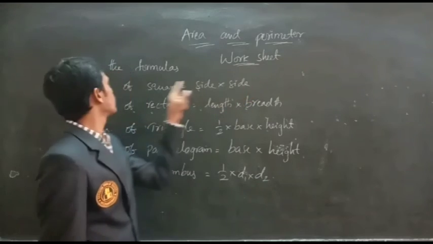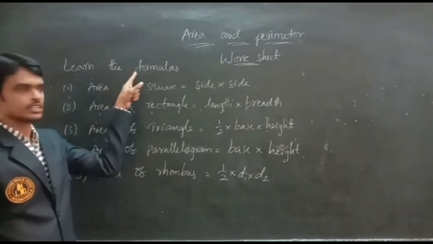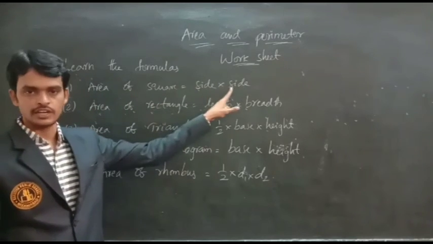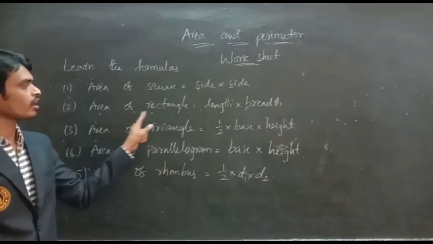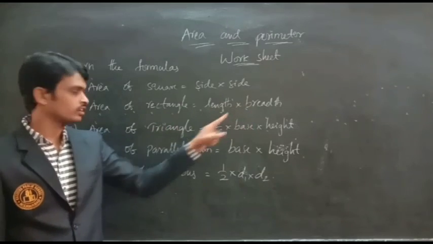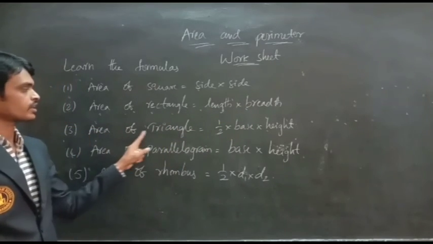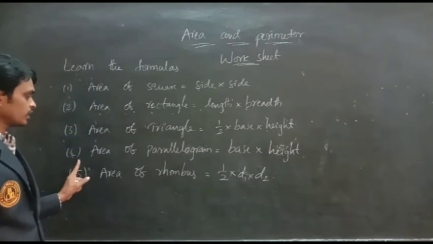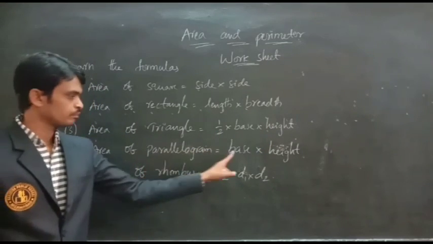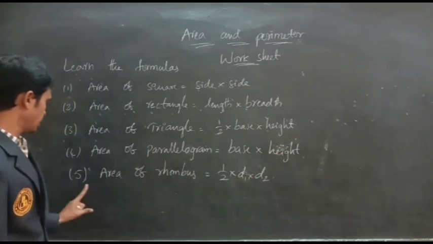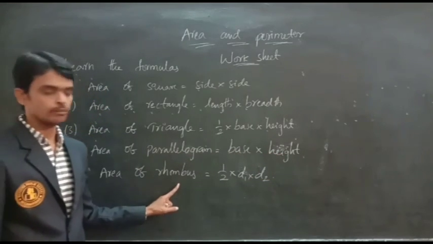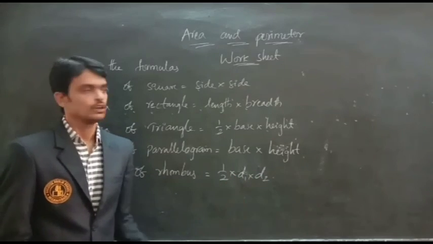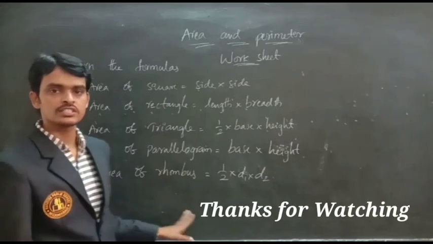Worksheet, children, you should learn the formulas. First one, area of a square, side into side. Second one, area of a rectangle, length into breadth. Third one, area of a triangle, half into base into height. Fourth one, area of a parallelogram, base into height. And fifth one, area of a rhombus, half of the product of its diagonals. So you should learn these five formulas.